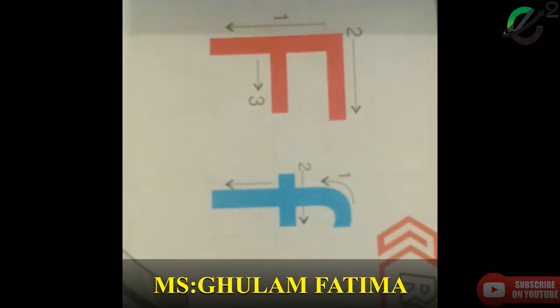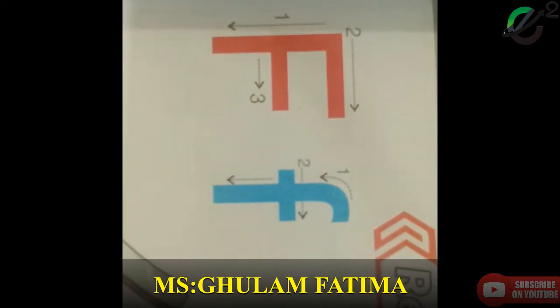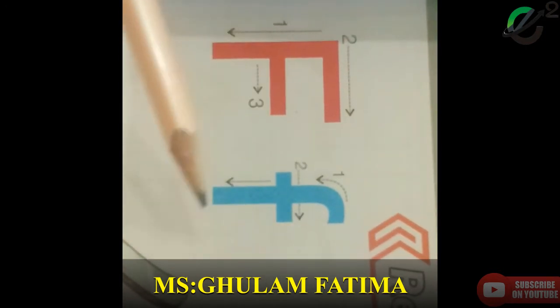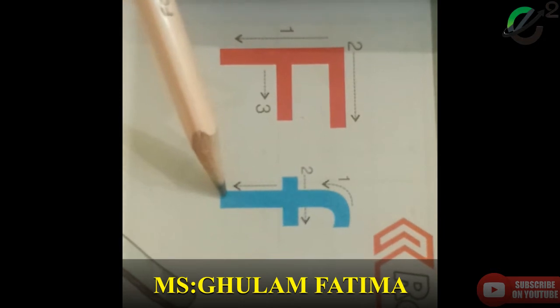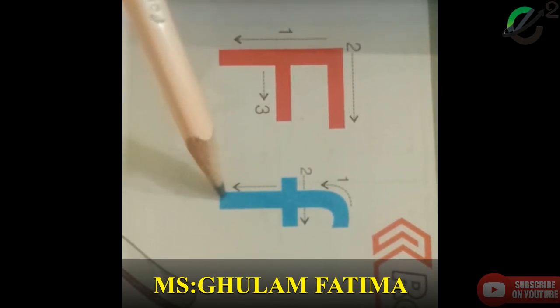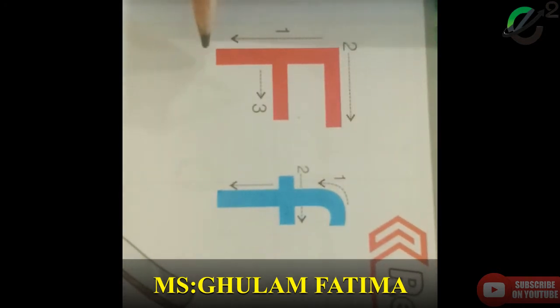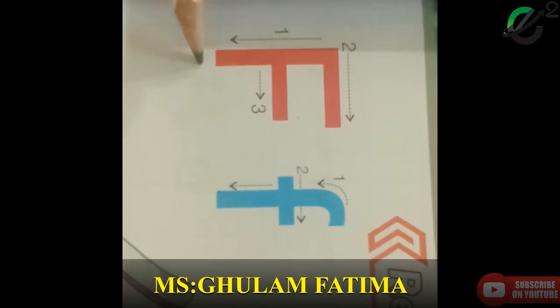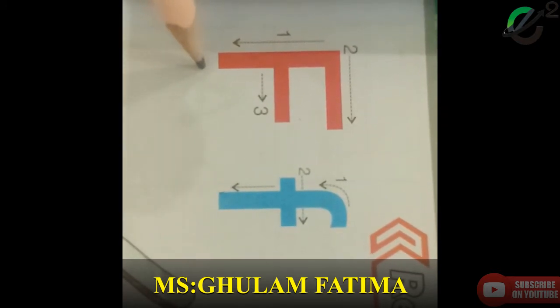Which letter is this? F. This is capital F and this is small f. What is the sound of F? F. You also read with me. Which letter is this? F. What is the sound of F?